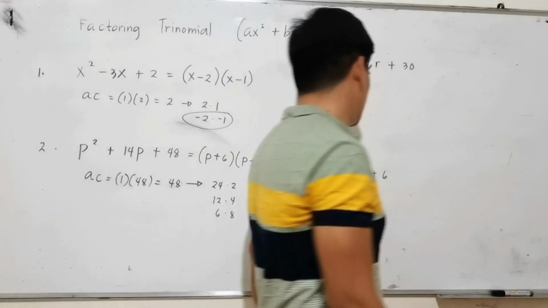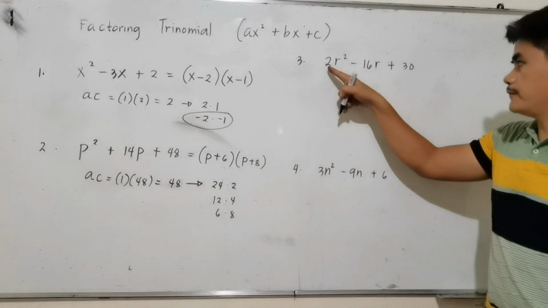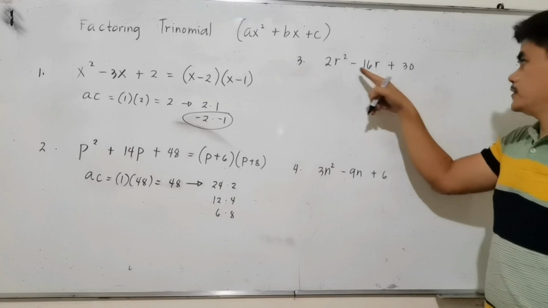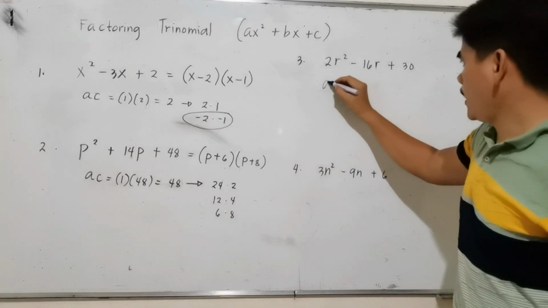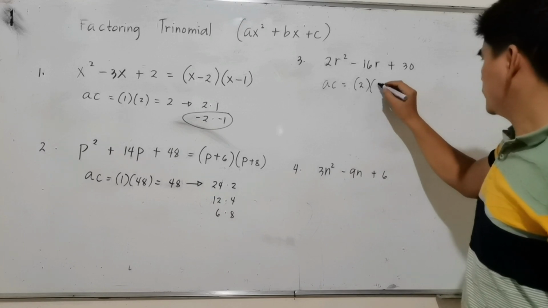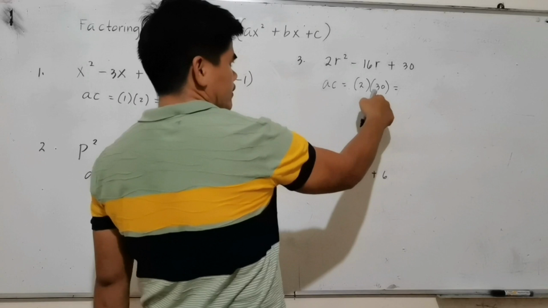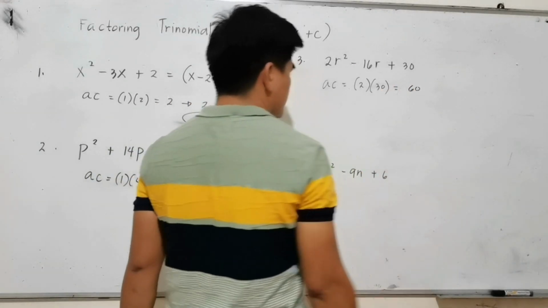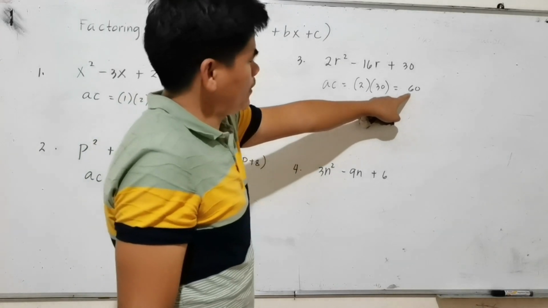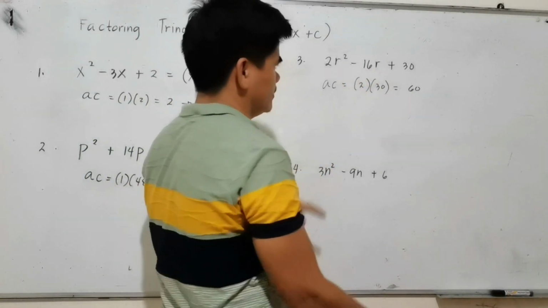Let's proceed to number 3. Again, we're going to multiply the first term and the last term. First coefficient and the last term. So a times c, a is 2, c is 30. What is 2 times 30? That is 60. Now, the factor of 60 that, if we add, will give us negative 16.